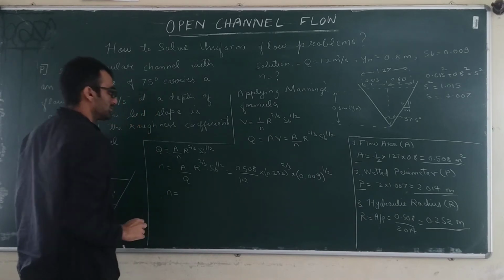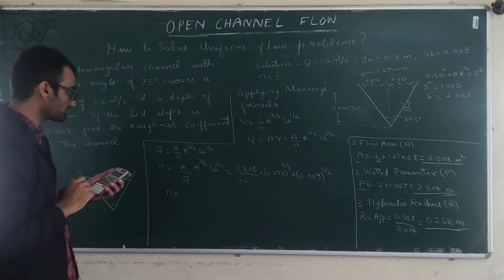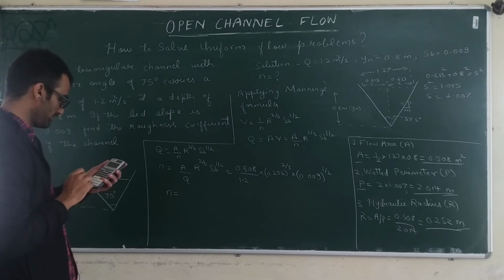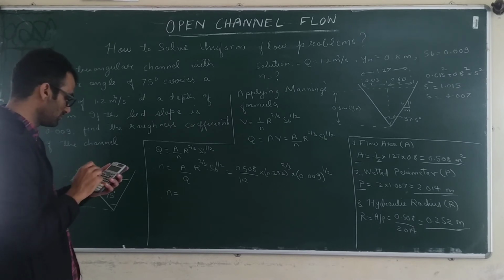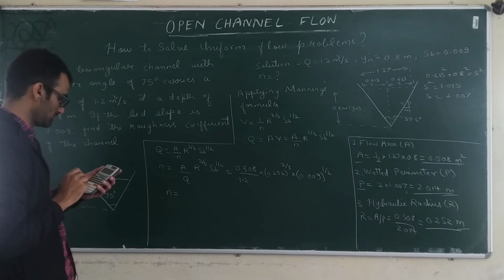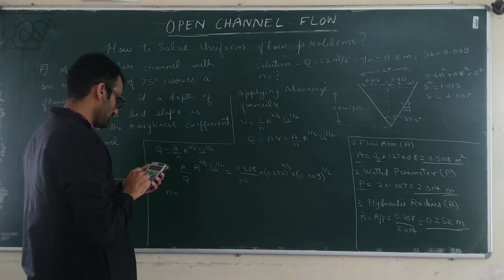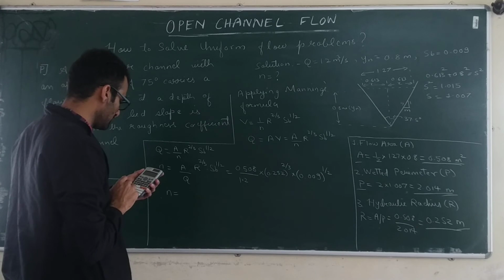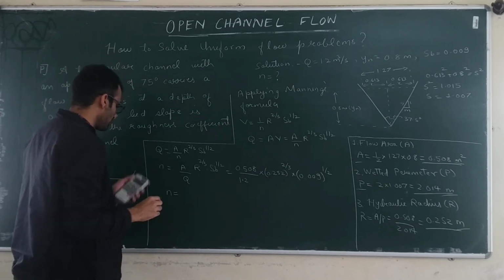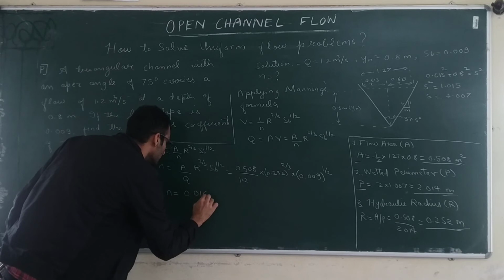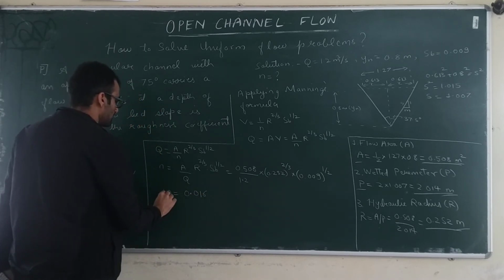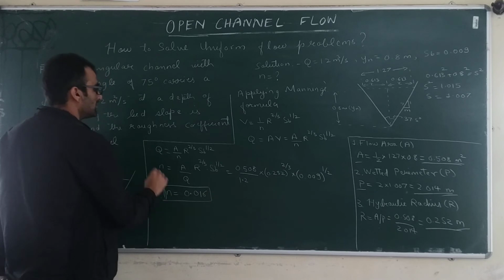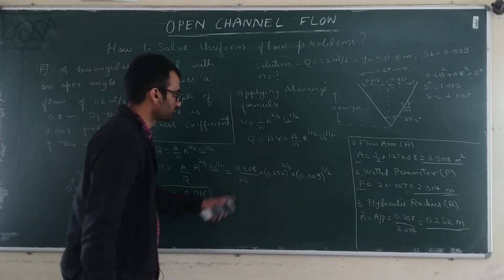By calculating, we get N as 0.508 divided by 1.2 into 0.252 to the power 2 by 3 and 0.009 to the power half. So we are getting 0.016. This is our Manning's roughness coefficient, and we have calculated it using the Manning's formula.